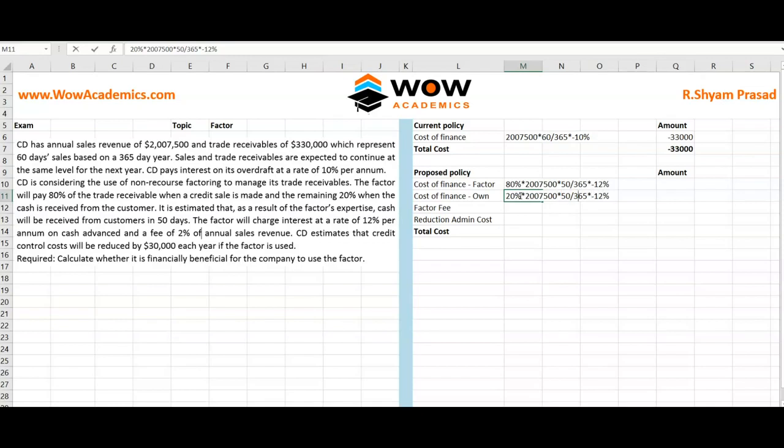Even though they turn out as bad debts, he will pay us in 50 days. But this has to be financed by us, and our finance cost is 10%. So that's about this element. So the next item is the factor fee.